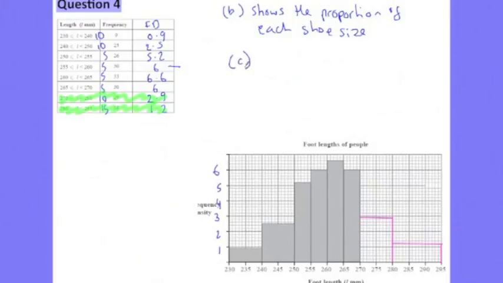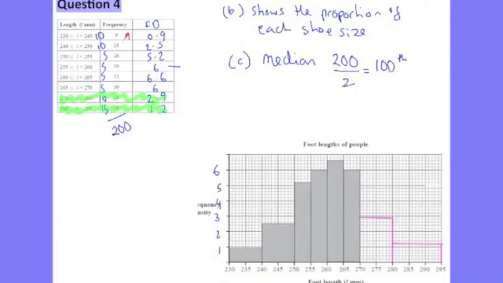Part C, we're asked to calculate an estimate for the median foot length and give our answer correct to 2 decimal places. So we're asked to find the median. Looking at how many people we have here, we were told at the beginning we had 200. So the median is going to be the middle shoe size, the middle person here, their shoe size. So 200 divided by 2 gives us 100. The 100th person, where are they? A cumulative frequency is going to help us here.